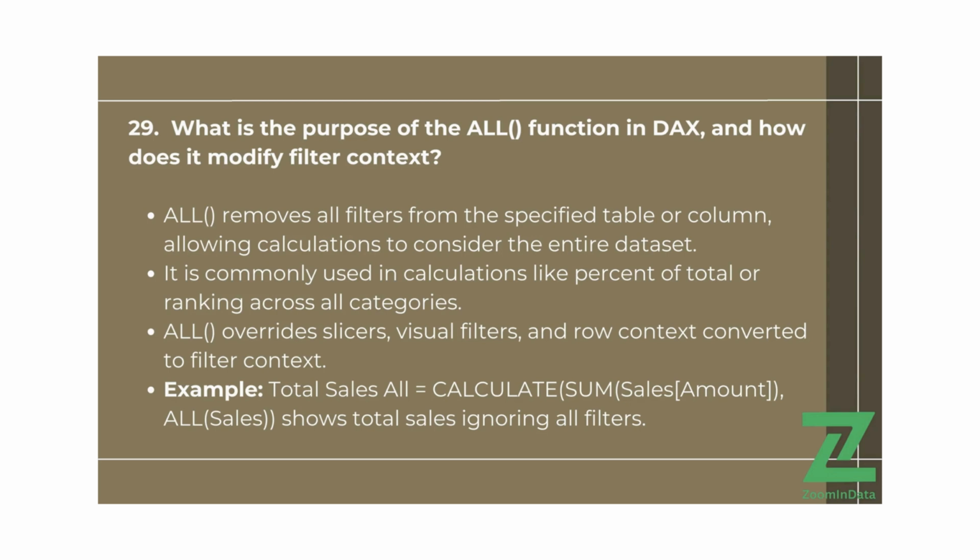Here's an example of how the ALL function works in Power BI. A measure like Total Sales All equals CALCULATE of the SUM of Amount, using ALL on the Sales table, returns the total sales with all filters removed. No matter what slicers or selections are applied in the report, this measure shows the overall total. This makes ALL useful for comparisons such as percent of total or benchmarking against global numbers.